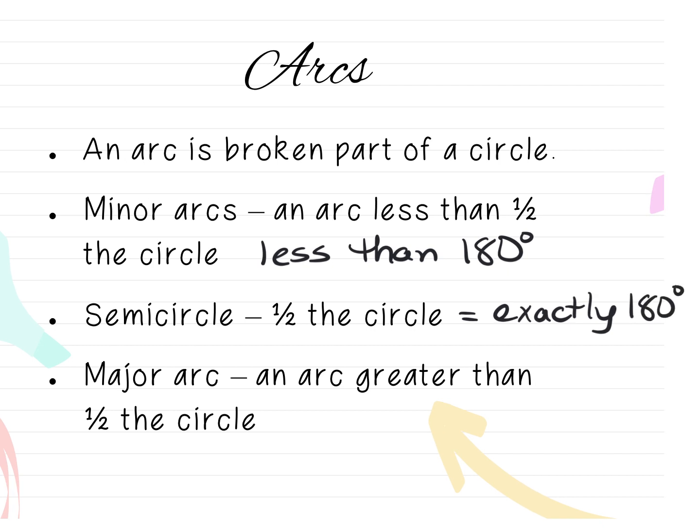And then you have your major arcs, which are going to be an arc that's greater than half of the circle, and it's going to measure something that's greater than 180 degrees. On the quiz, you're going to need to be able to find a missing arc measure and classify it as either minor, semicircle, or major.